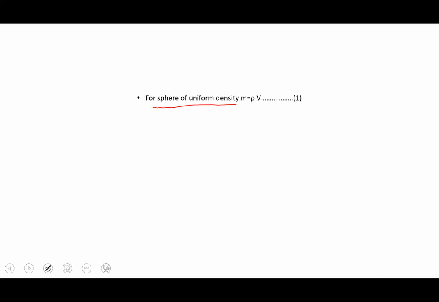A sphere of uniform density is given by m is equal to rho into V, where rho is representing the density and capital V is representing the volume in this case. Now, the volume of the sphere is given by V is equal to 4 over 3 pi r cube, where r is the radius of that sphere.